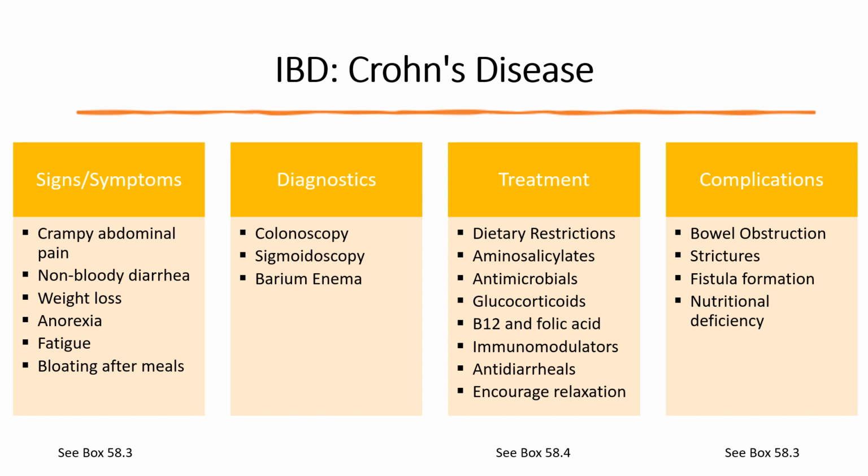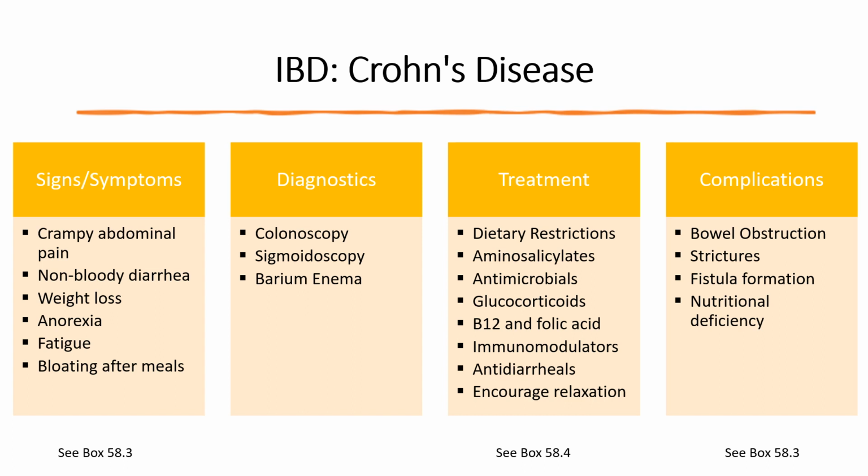So foods that they should avoid are milk, gluten, caffeine, cocoa, chocolate, citrus juices, cold or carbonated drinks, nuts, seeds, popcorn, alcohol. They should eat a low fiber, high protein, high calorie diet.